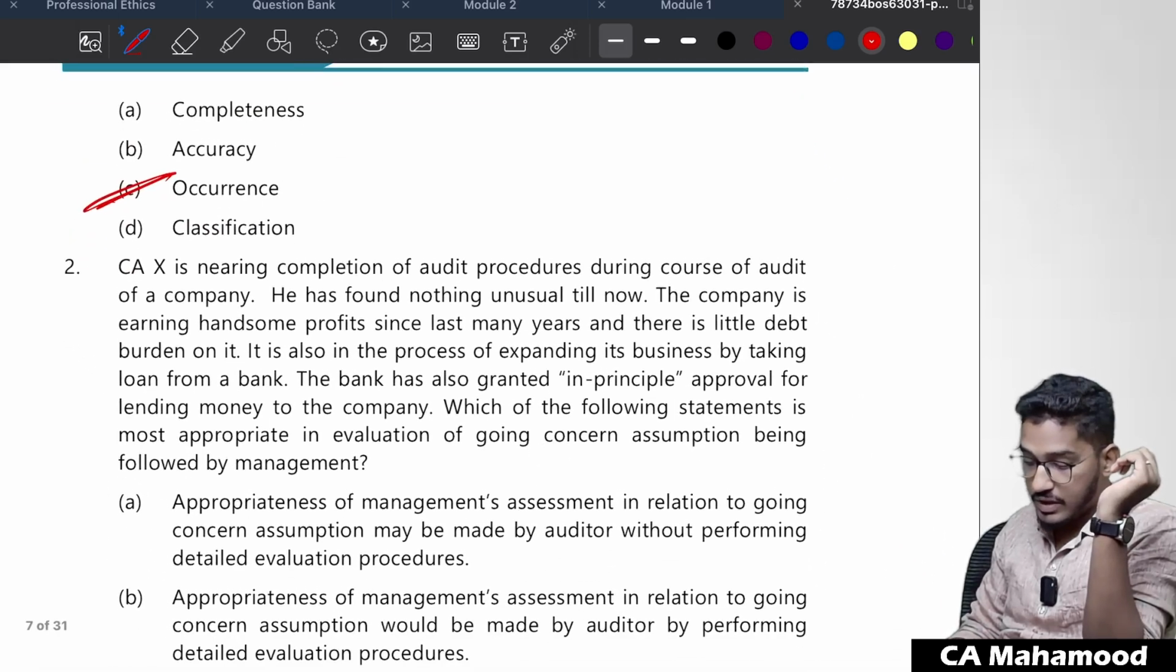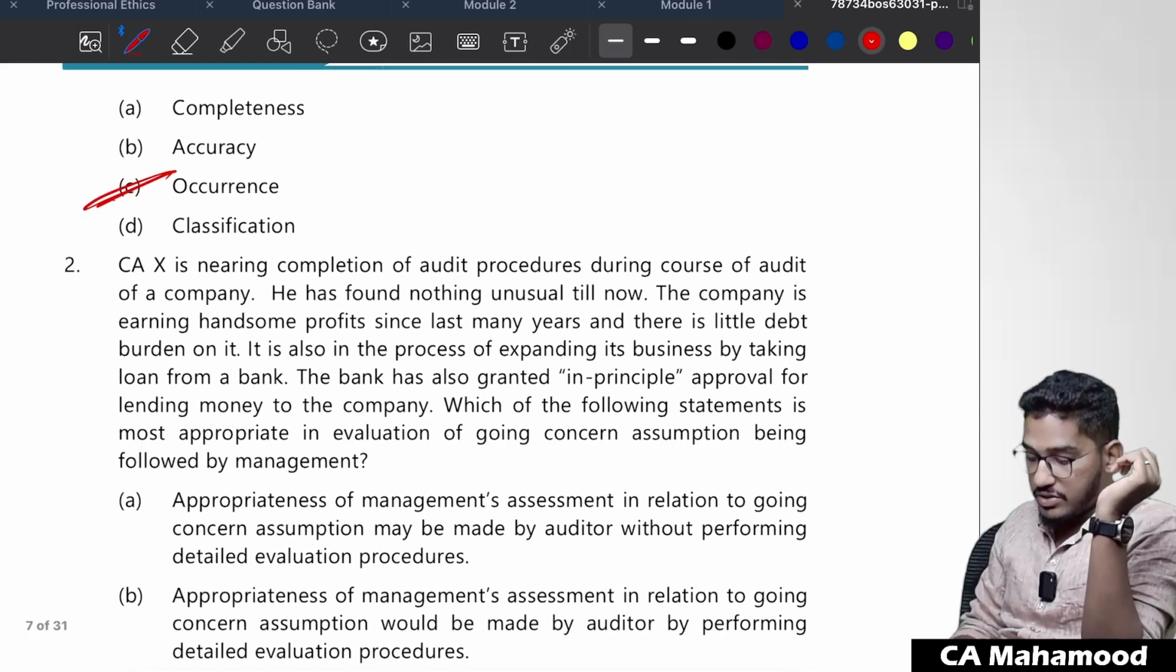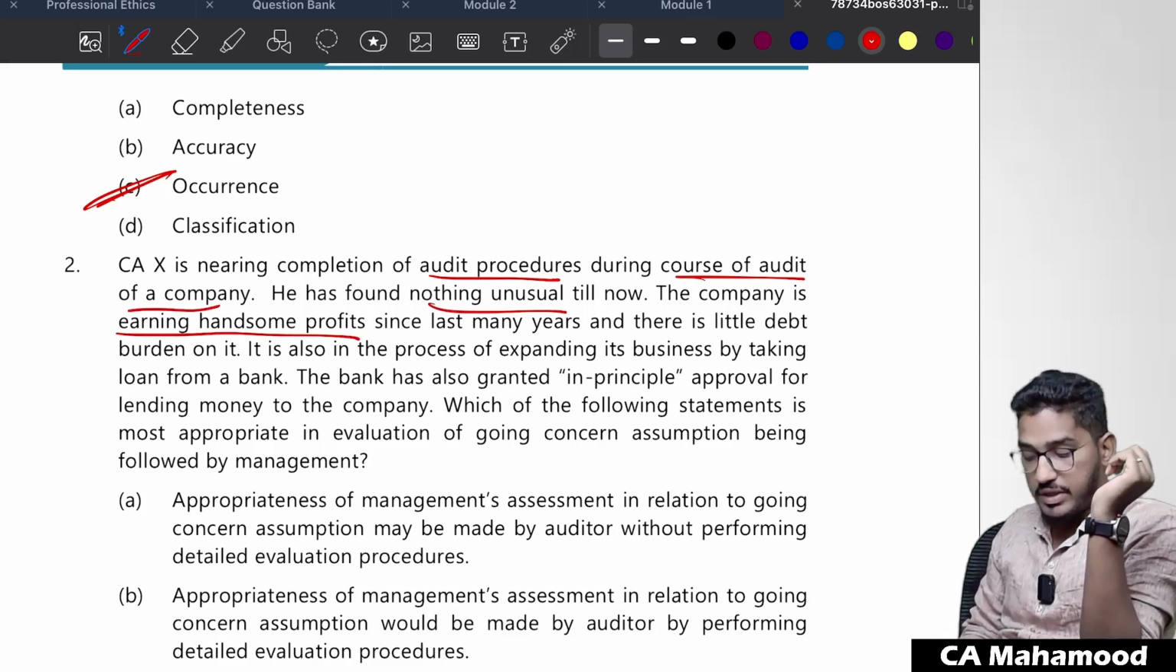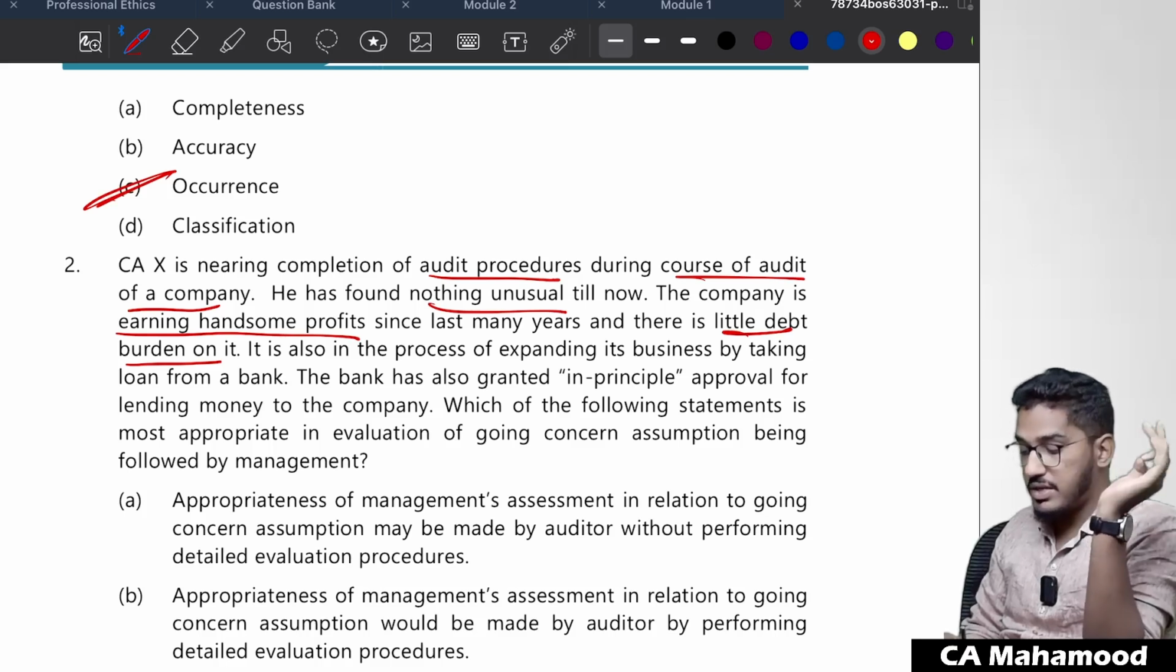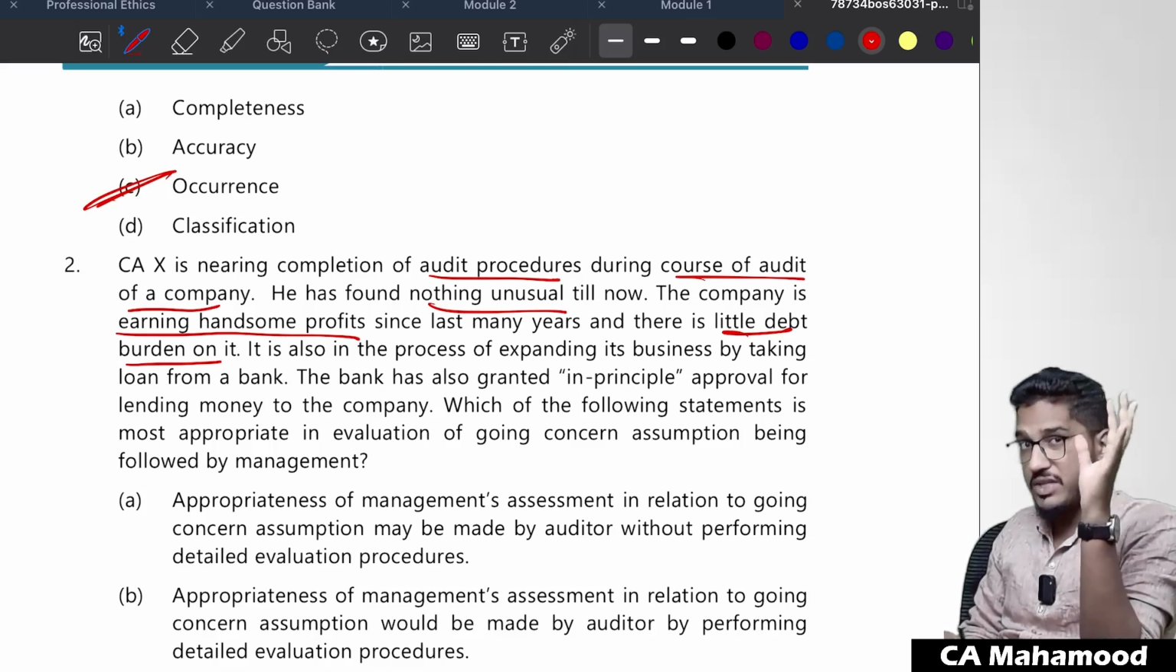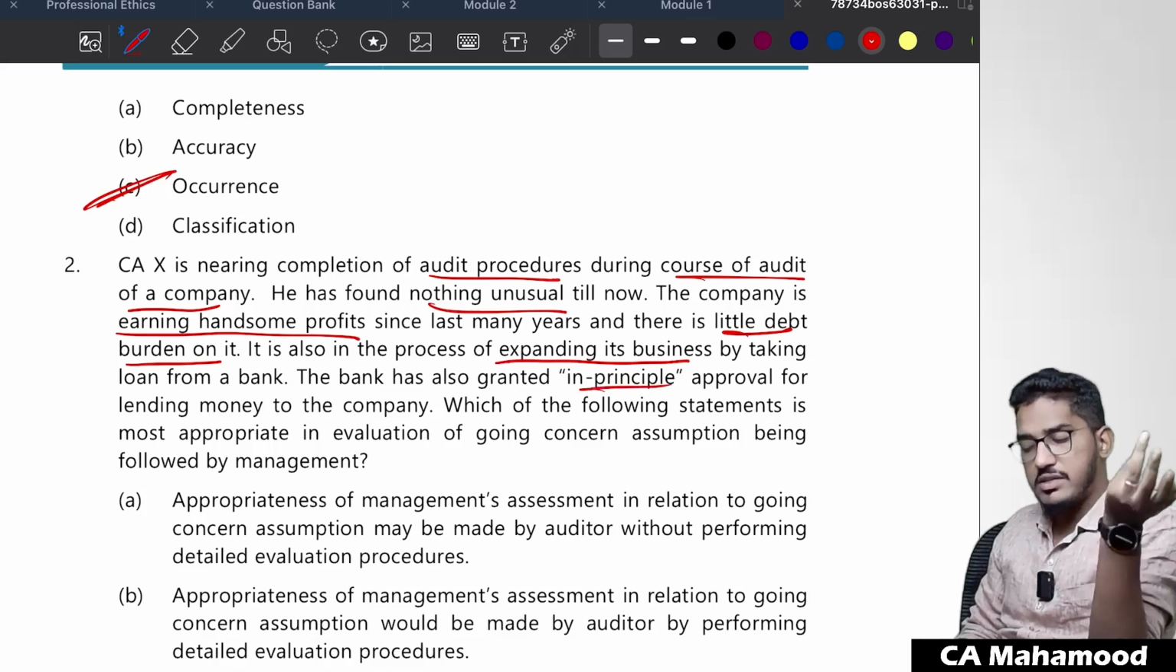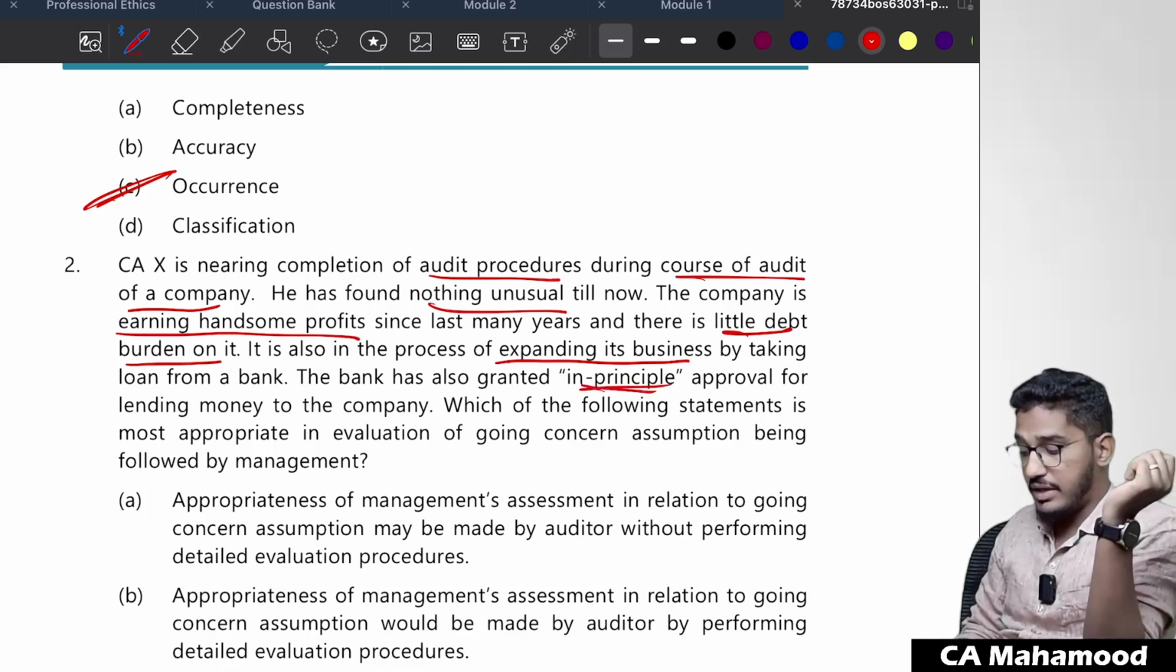Next one. CAX is nearing completion of audit procedures during the course of the audit of a company. He has found nothing unusual till now. The company is earning handsome profits since the last many years and there is a little debt burden on it. So the company is making good profits. They also don't have major debt, just a little amount. It is also in the process of expanding its business by taking a loan from the bank. The bank has also granted in-principle approval for lending money to the company.